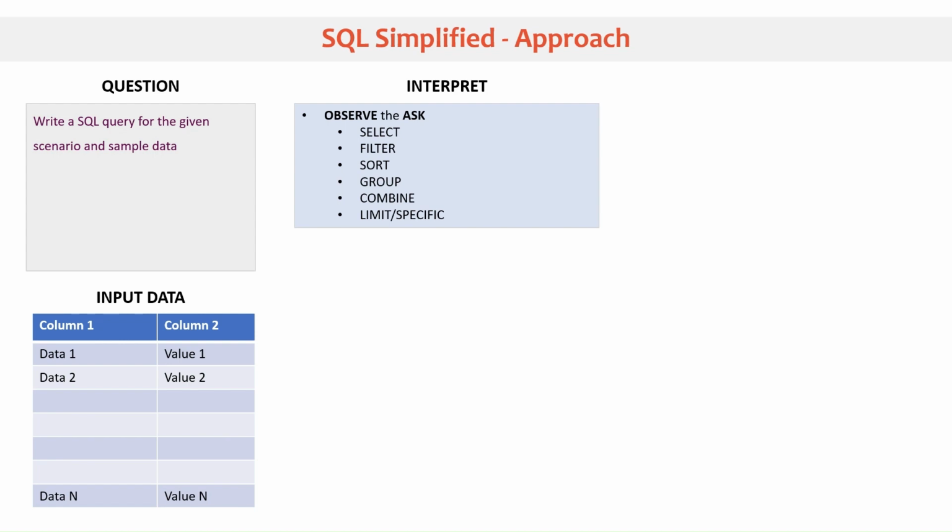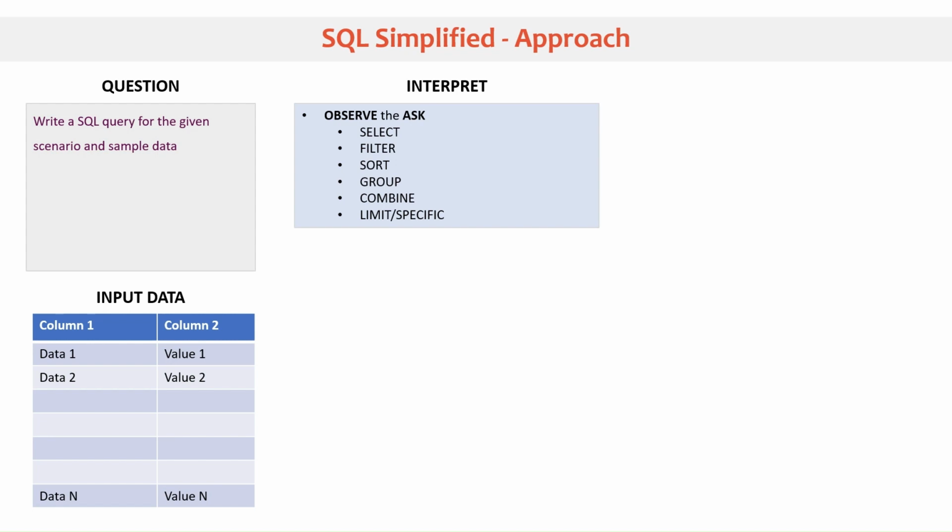Those are the things you need to find out, and finally you also need to observe whether there is anything specific they are asking. For example, give me the 5 most populous countries, or give me the fifth highest salary. Is there any specific ask? So first and foremost, we need to observe the question and try to interpret the question.